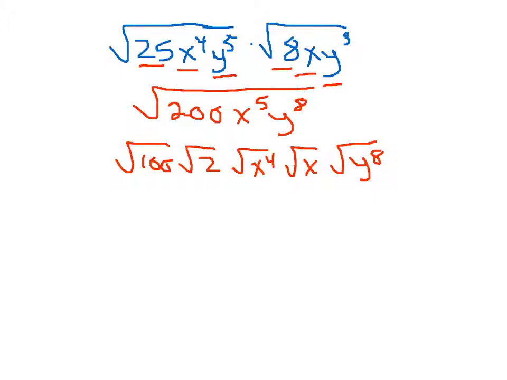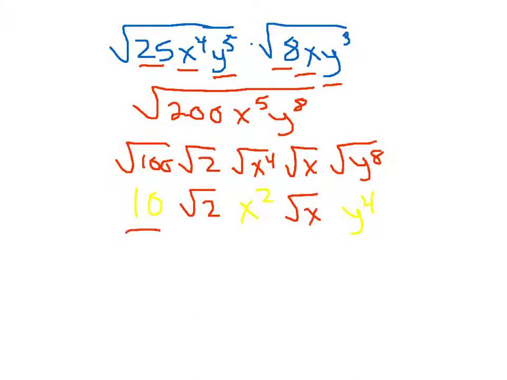Now I'm going to go through and just simplify anything that is a perfect square. I'm going to rewrite it. The square root of 100 is 10. The square root of x to the 4th is x squared, and the square root of y to the 8th is y to the 4th. Anything else that cannot be simplified, I will leave.